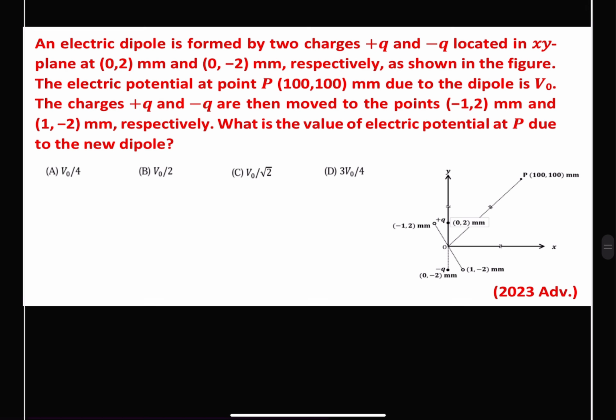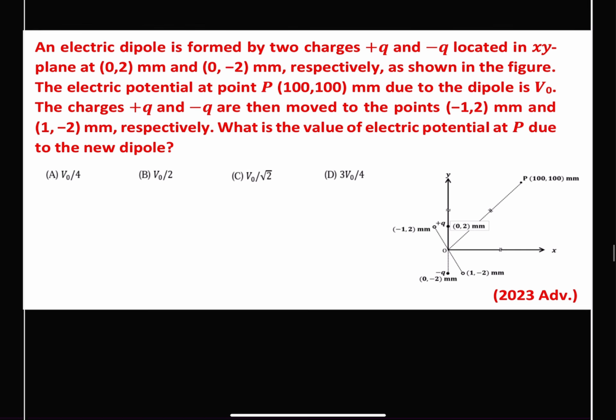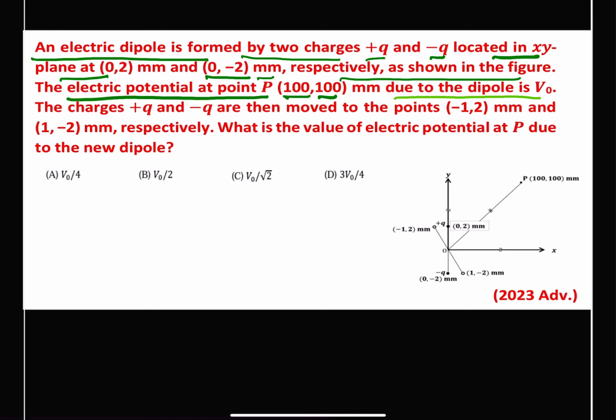It states that an electric dipole is formed by two charges plus q and minus q located in the xy plane at (0, 2) and (0, minus 2) millimeter respectively, as shown in the figure. The electric potential at point P, whose position is given as (100, 100), due to the dipole is V0. The charges plus q and minus q are then moved to points (minus 1, 2) millimeter and (1, minus 2) millimeter respectively. What is the value of electric potential at P due to the new dipole?